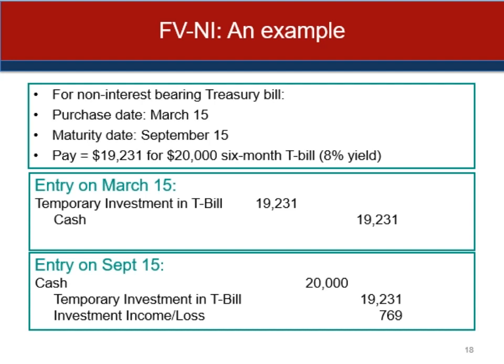So we recorded on the March 15th purchase date, temporary investment in T-bill and cash going out. And then on the September 15th maturity date, we get our cash of $20,000. We record the temporary investment in T-bill going away, and the balancing figure is the investment income or loss.